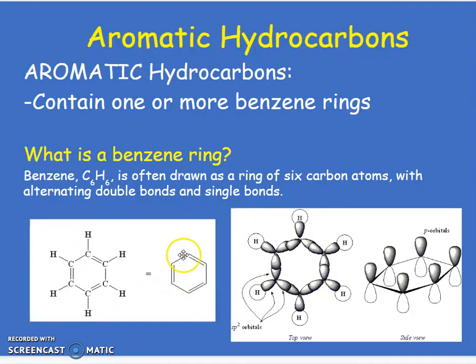Okay, one single line between the points represents a single bond. But you'll notice here it has a second line. So this is representing a double bond. So you'll see here single, double, single, double, single, double. Same thing. An additional way to represent a benzene ring is a different picture.